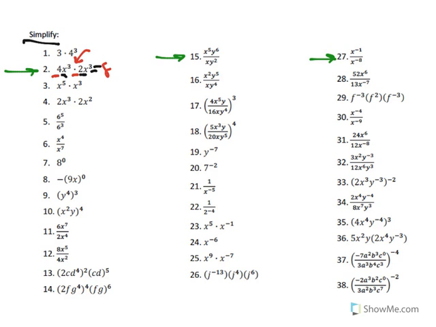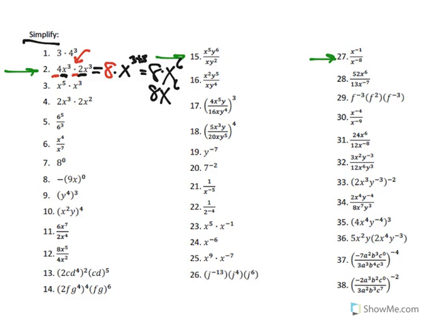4 times 2 gives me 8 times, oh, hold on, that's very messy, I'm sorry. 4 times 2 gives me 8 times x to the third plus 3 equals 8 times x to the sixth, or 8x to the sixth. So do you see here, because the operation was multiplication, we added the exponents of the same base, and then we multiplied the coefficients.